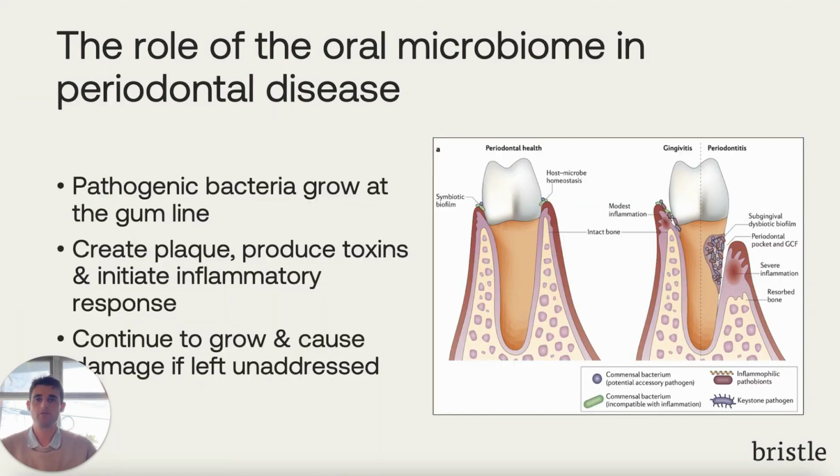Specific bacteria play a role in the development and progression of periodontal disease. These bacterial species, including ones like P. gingivalis, F. nucleatum, and T. forsythia, grow at the gum line while creating plaque, producing toxins, and initiating an inflammatory response. Some of these bacteria can even modify the oral cavity to create a more favorable environment for other harmful species to thrive.